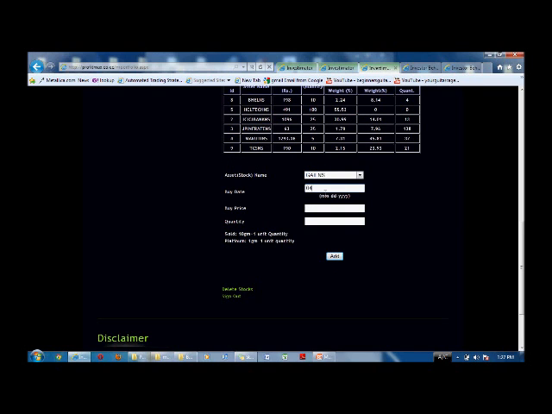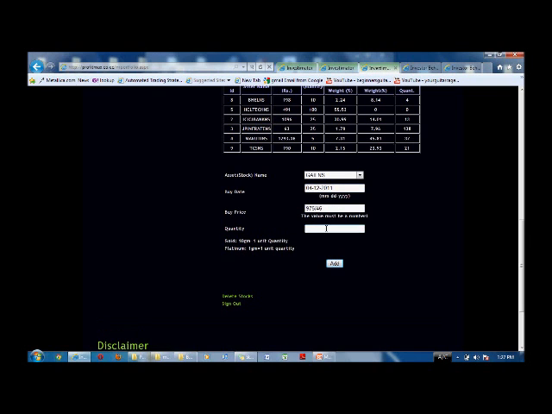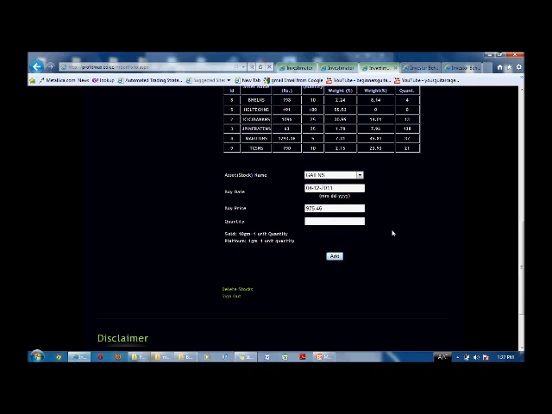You will have to enter the date at which you bought the stock, the price at which you bought it, and the number of stocks that you bought. This also shows that for gold, 10 grams is considered as 1 unit quantity, and for platinum, 1 gram is considered as 1 unit quantity. For copper and silver, it is the same, 10 grams, just like gold. Now I have clicked on add.